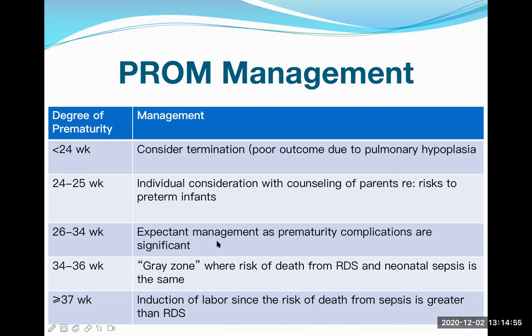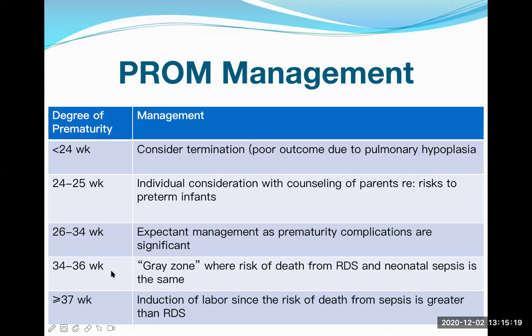26 to 34 weeks, expectant management, as prematurity complications are significant. And what do you mean by this expectant management? You give betamethasone therapy, you give tocolytic therapy, and try to push the delivery as late as possible. Just allow time for the fetal lung to mature.